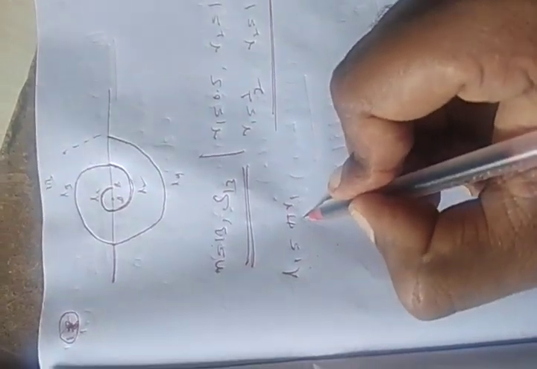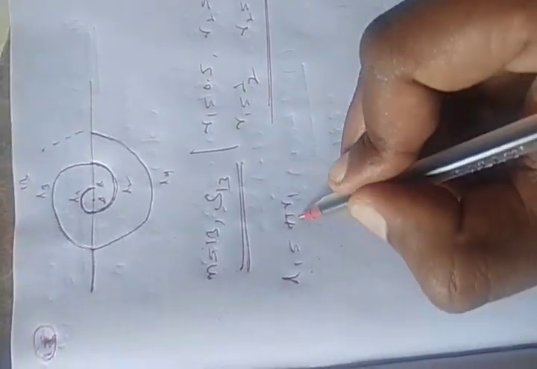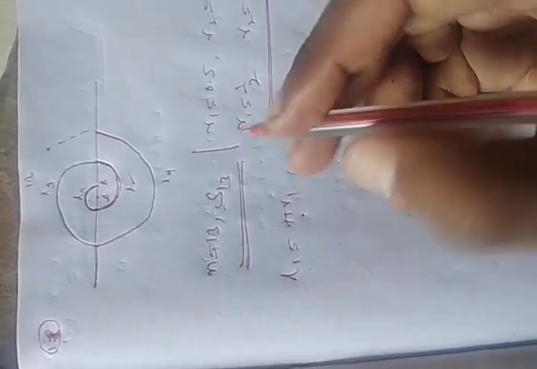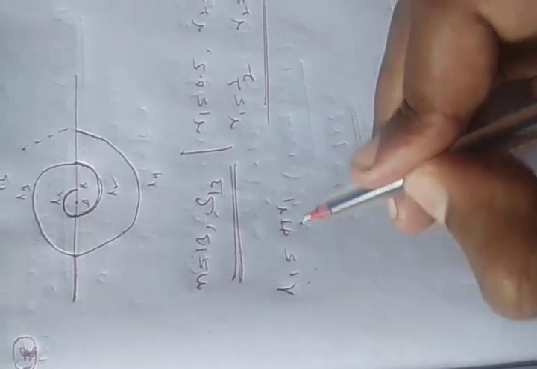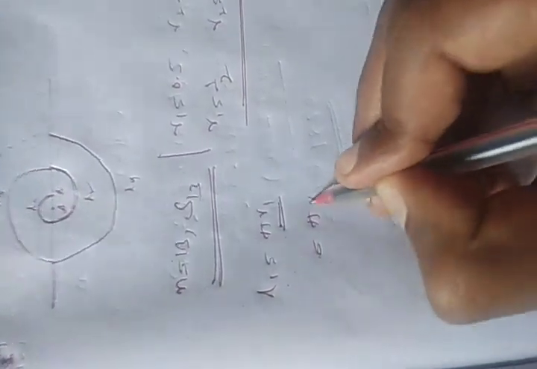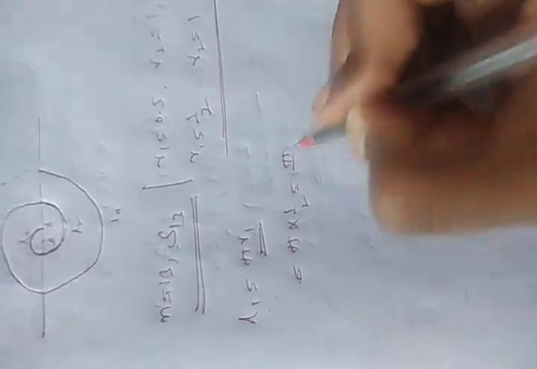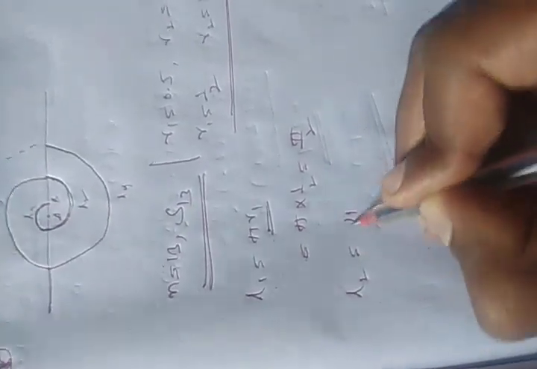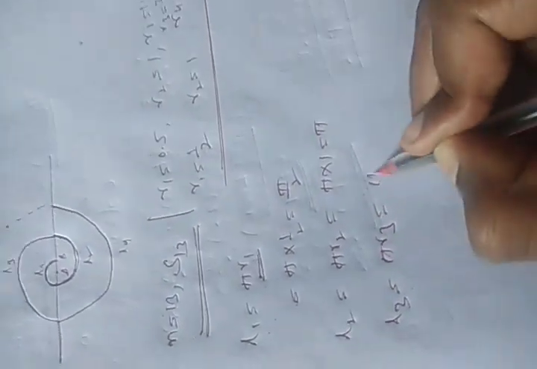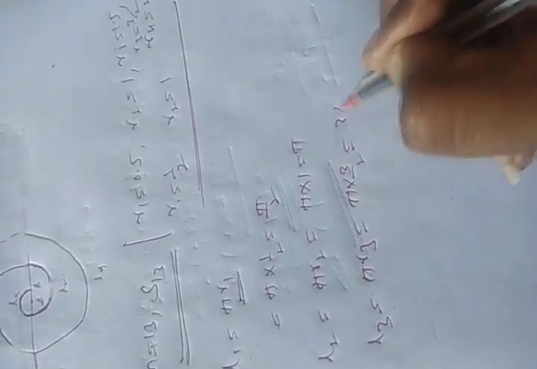So L1, L2, L3. L1 is pi R1. So pi R1 means what? 2 pi R is the circumference of the circle. Here it is a semicircle, so we are taking it as pi R1. So pi R1 means pi into 1 by 2, this is pi by 2. L2 is what? Pi R2, so pi into 1, that is pi. L3 is what? Pi into R3, pi into 3 by 2, that is 3 pi by 2.